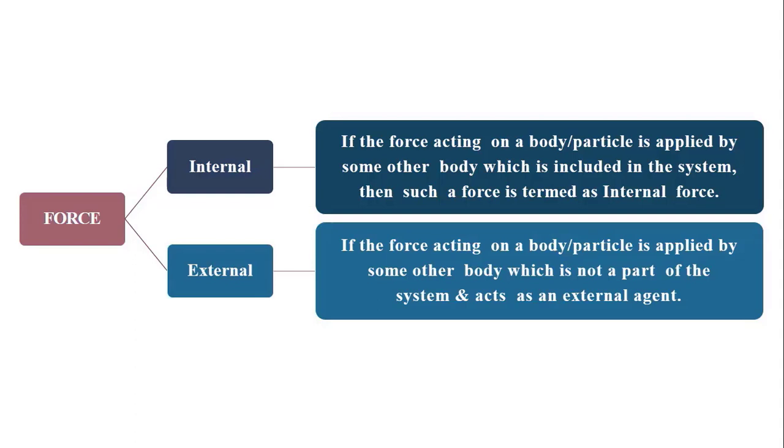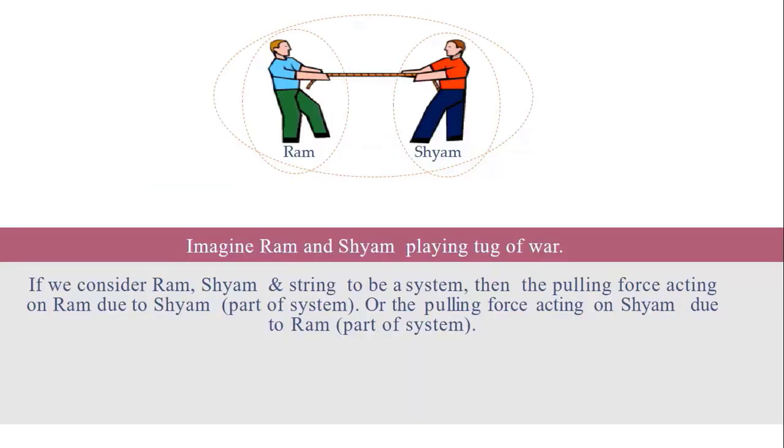What is an internal force? It is the force acting on a body which is applied by some other body who is already in the system. That is called the internal force. What is an external force? An external force is a force that is acting on a body or particle by another body who is not in the system. That's the basic difference, right? Let's take some examples that help you to understand.